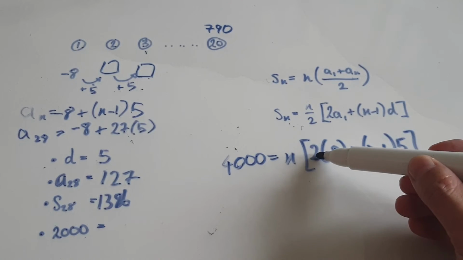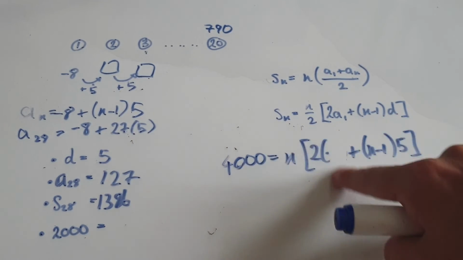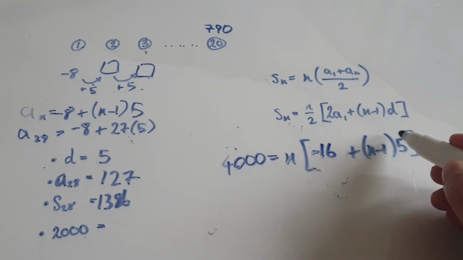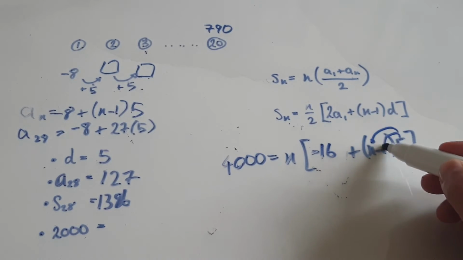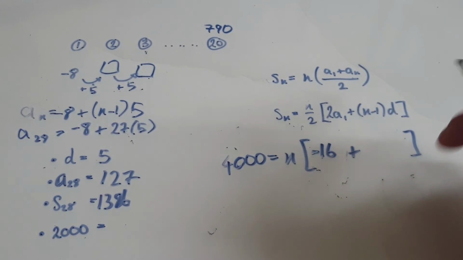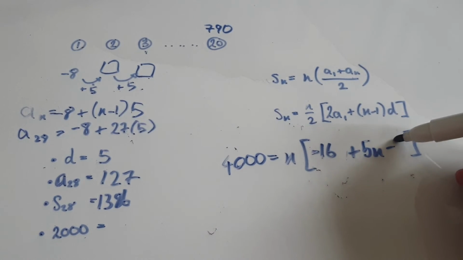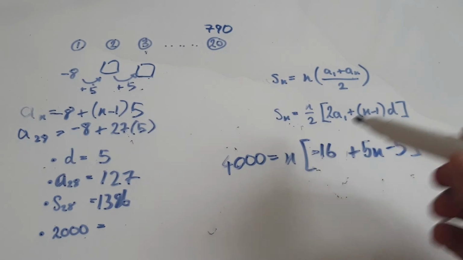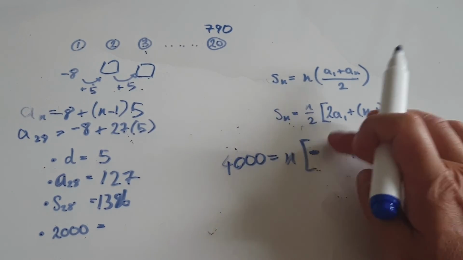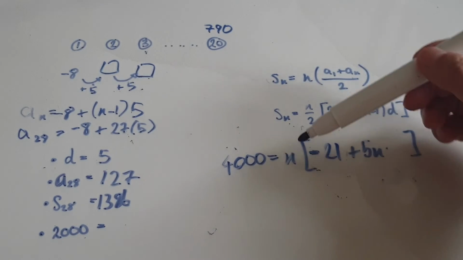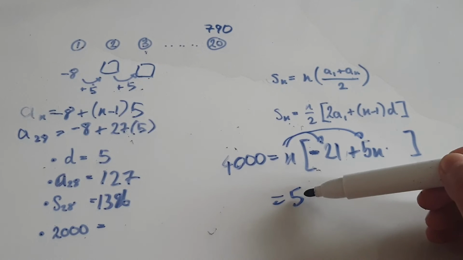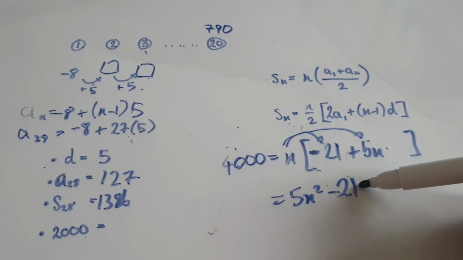And then now let's tidy up what's on the inside. 2 times -8 would be -16. And then multiply this out. This times this would be 5n minus 5. So -16, take away 5 will be -21. So now let's multiply this out. This times this times this. I'm just going to put this in front. So it's 5n squared minus 21n.